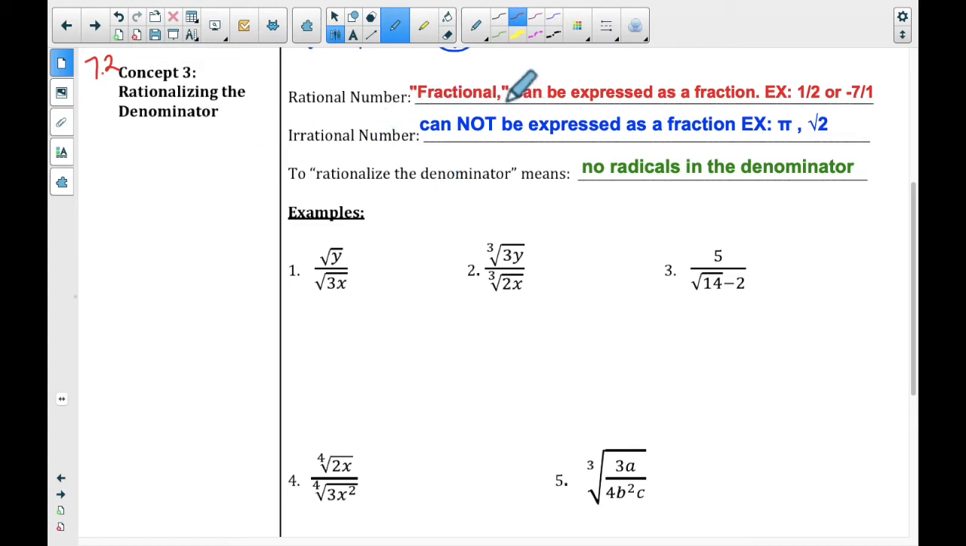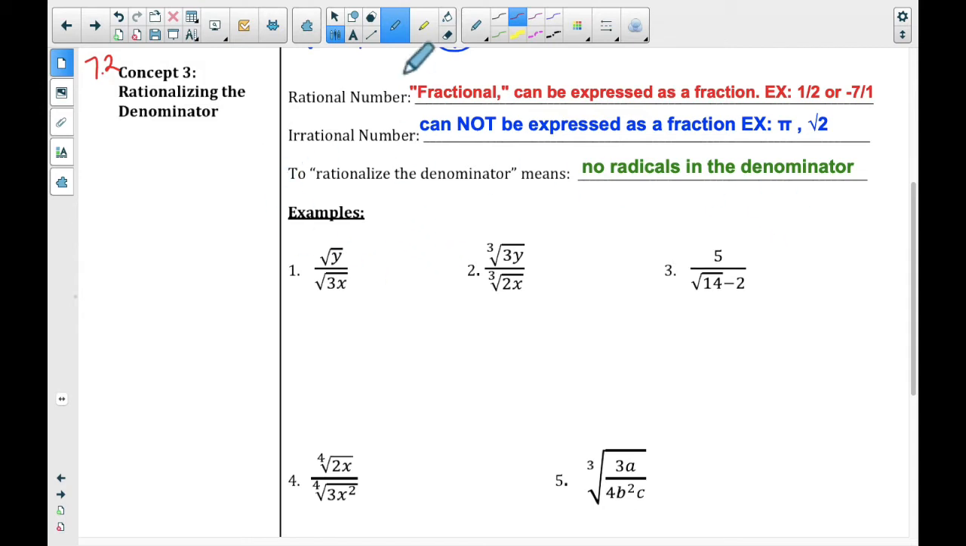Rational numbers mean they are fractional. They can be expressed as a fraction like 1/2 or -7/1. Irrational numbers cannot be expressed as fractions, for instance, pi or radical 2. So when we say rationalize the denominator, what we're talking about is you cannot have any radicals in the denominator.